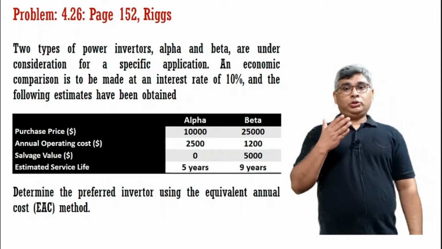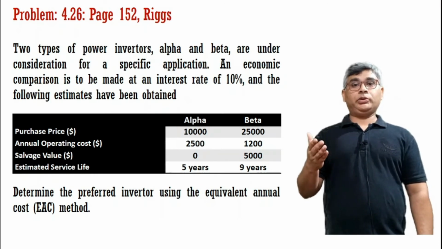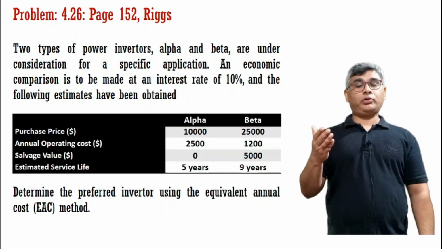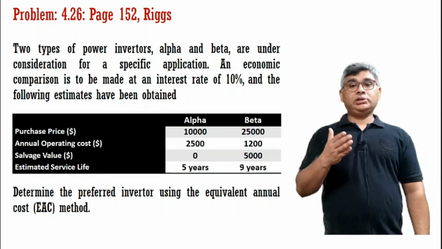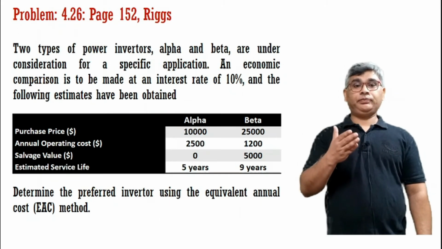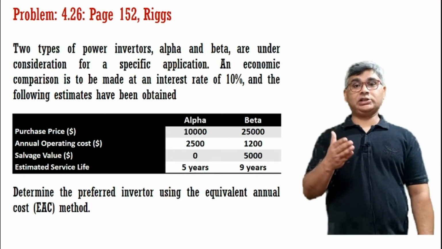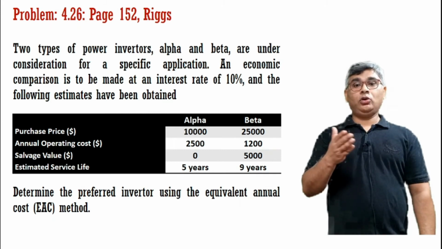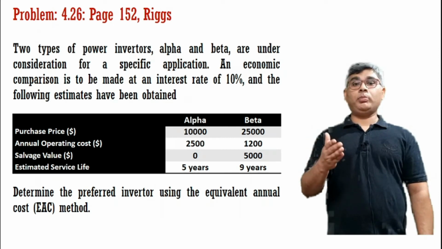Now, let us solve a problem based on the annual worth method. This is an unsolved problem from the book of Riggs. It says that there are two power inverters, alpha and beta. The various costs are given: the purchase price, the annual operating cost, the salvage value, and the estimated service life of both the alternatives. Of course, this is a case where we do have unequal economic life. The interest rate is given as 10%.